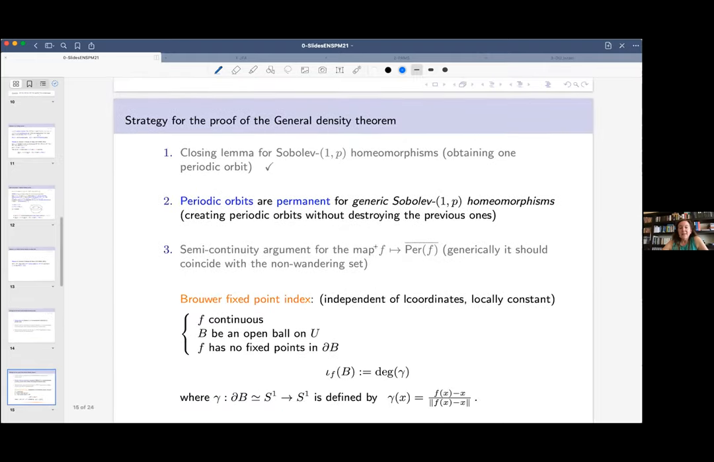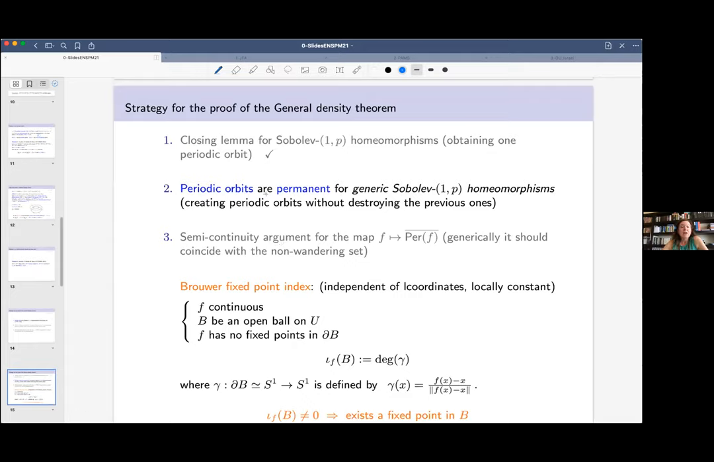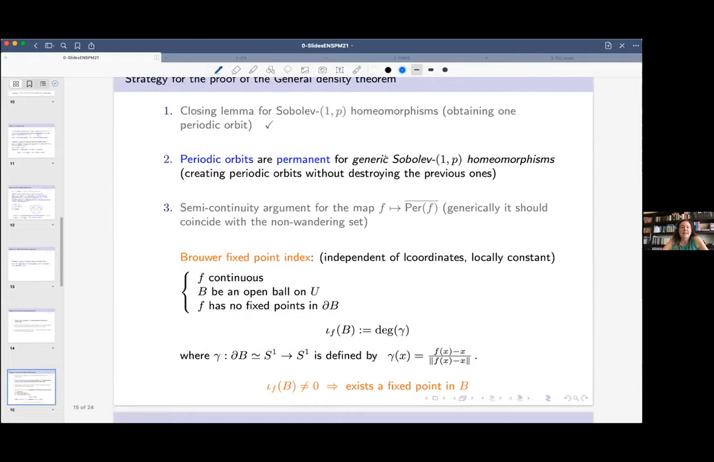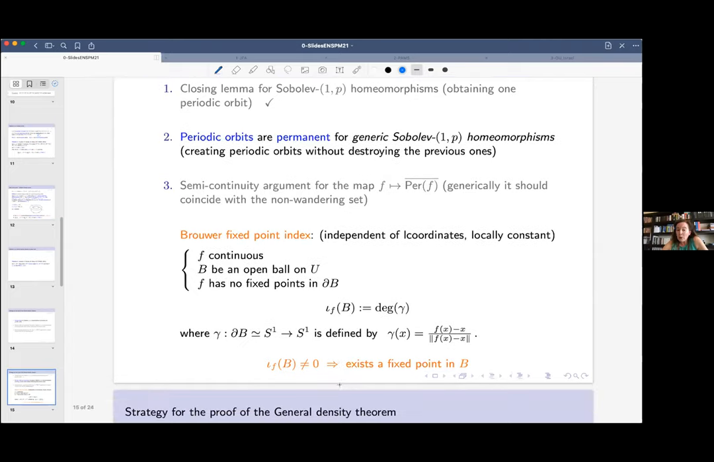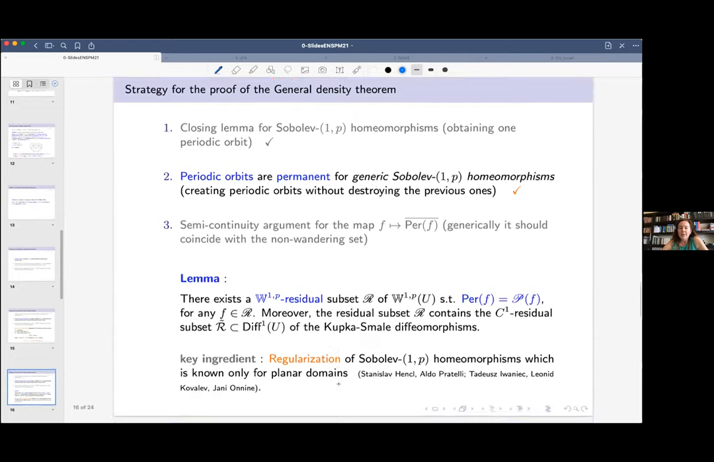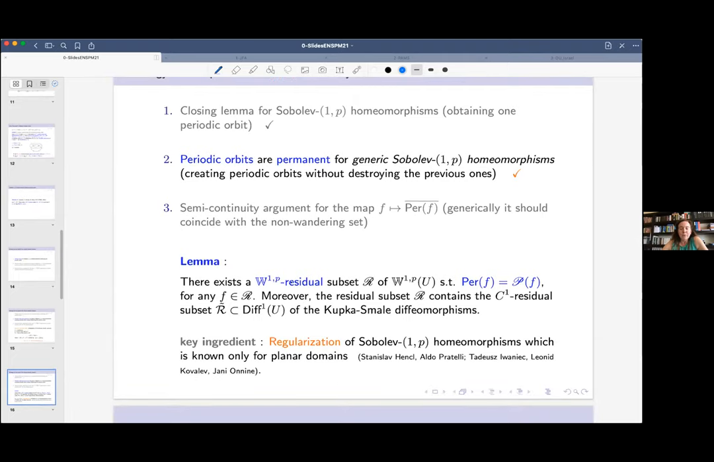Then we have that key ingredient that I spoke about, which is that periodic orbits are permanent, at least for generic Sobolev homeomorphisms. To prove that generically the periodic orbits are permanent, we use on one side the Brouwer fixed point index, because having an index different from zero on a set implies the existence of a fixed point in that set. Moreover, displaying non-zero index is stable under C0 perturbations. We combine the Brouwer fixed point index with hyperbolicity, and we are able to prove that there exists a residual set where the periodic points are permanent. That is, they persist under perturbations.